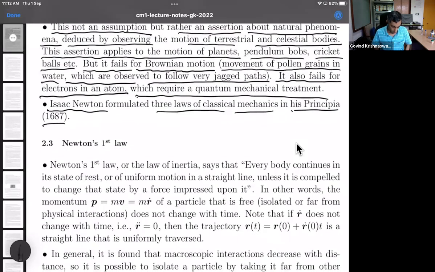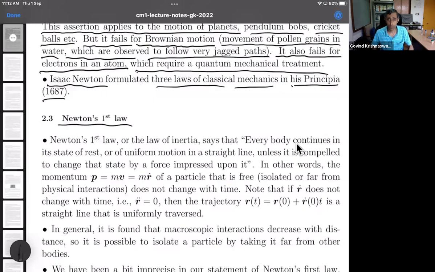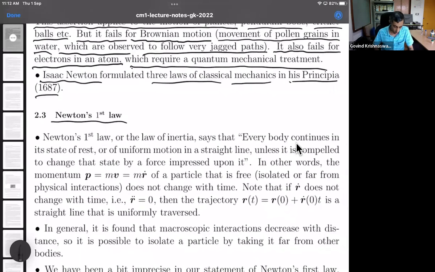So let us discuss Newton's first law. Many of you have certainly come across it. However, I request your patience, because Newton's first law is a very deep statement about the character of physical law, and it requires some understanding. Let us try our hand at it.